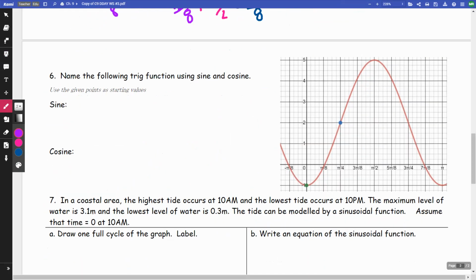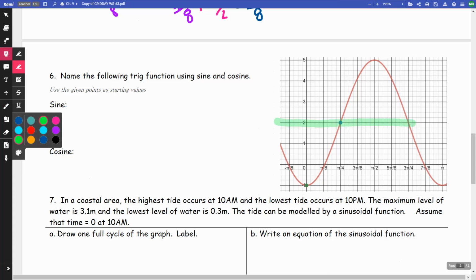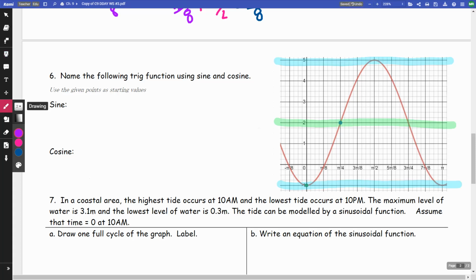So on this one, they want us to do sine and cosine. So they gave us some values. The sine is always starting in the middle. So this is going to be the middle of my graph. This is my high, this is my low. So my vertical shift is going to be having a K being 2. I'm going to be starting my sine at this point. And my amplitude is going to be 3.